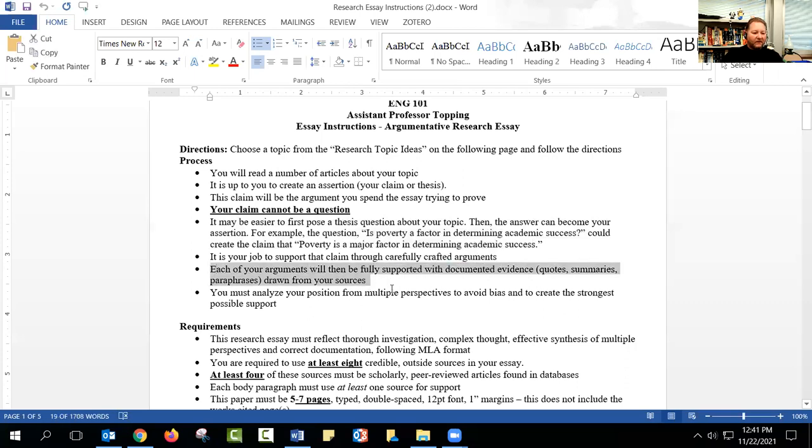So each of your arguments will be fully supported with documented evidence, right? You can use a little bit of firsthand experiences and things like that, but the vast majority, the bulk of the essay, is going to come from documented evidence. And this is from outside sources. So you're going to use quotes, summaries, and paraphrases, all from these outside sources that you're finding, okay? And then you must analyze your position from multiple perspectives to avoid bias and create the strongest possible support.